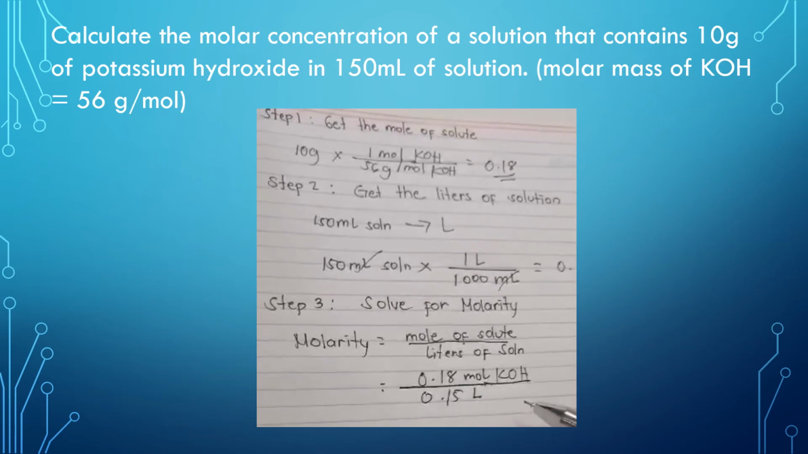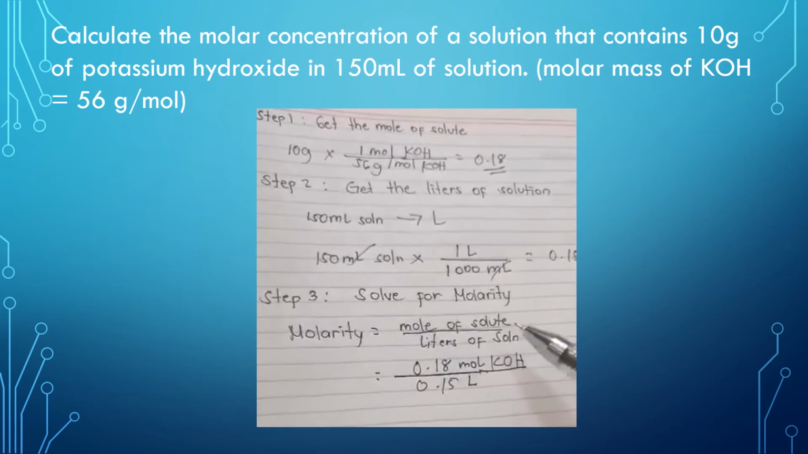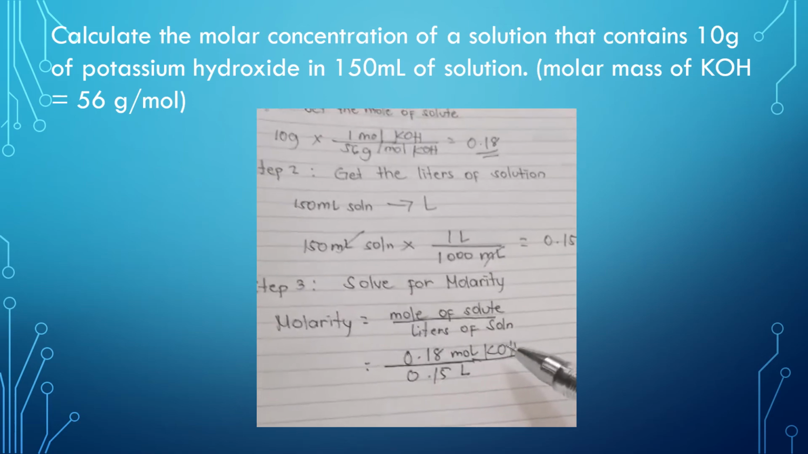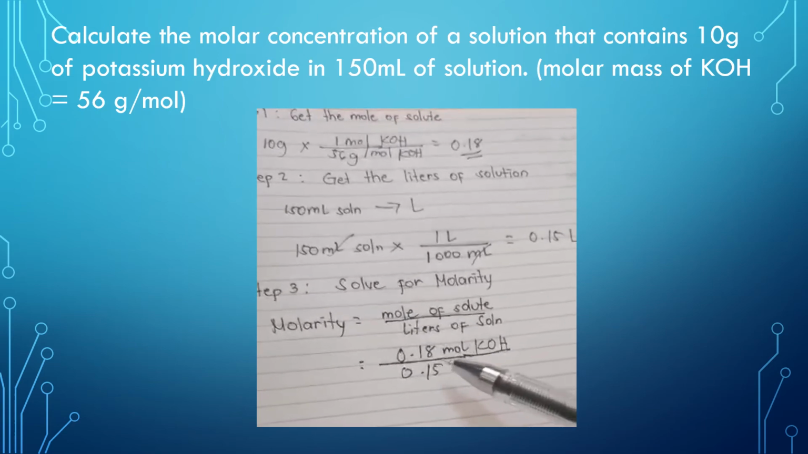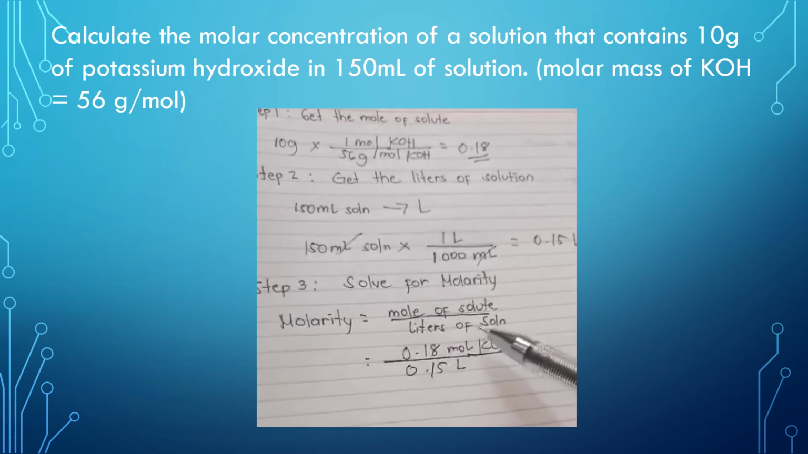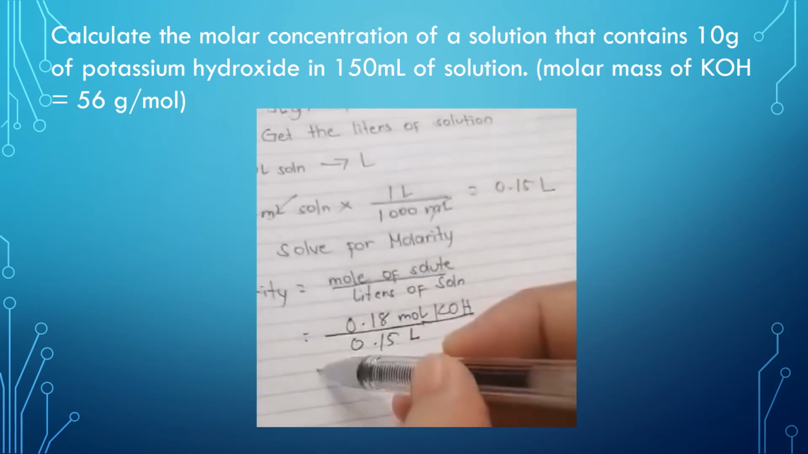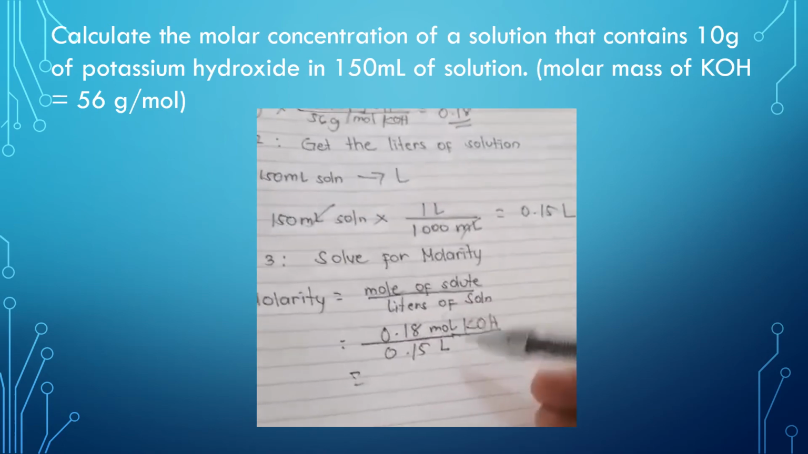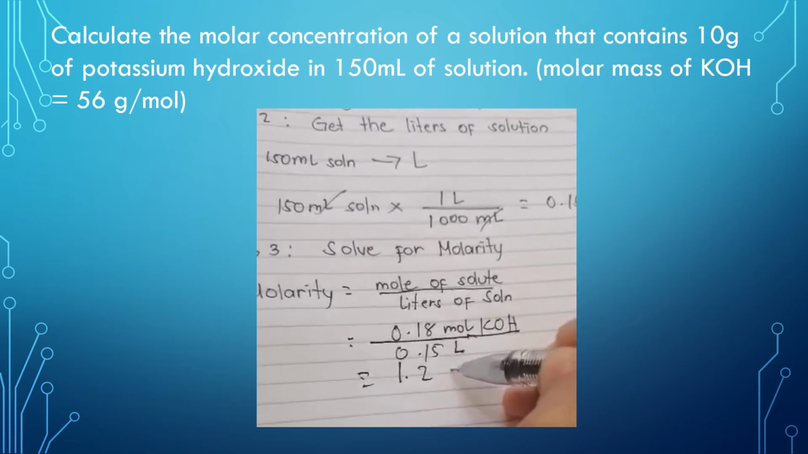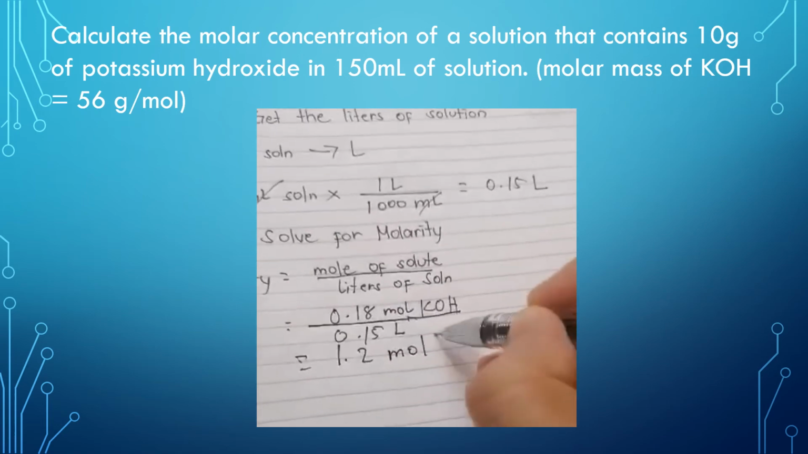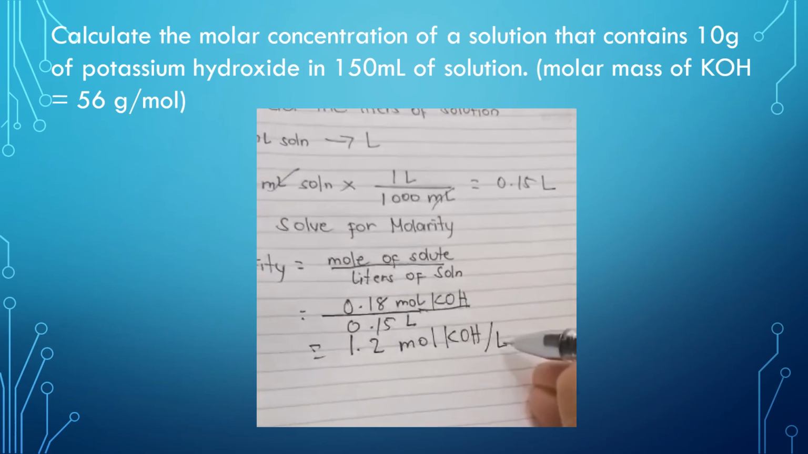For step 3, we have to solve for molarity. So again, the formula will be molarity is equal to mole of solute over liters of solution. The next is to substitute the value. We have the mole of solute, which is 0.18, and liters of solution, which is 0.15 liters. Then, if you divide these two, the answer will be 1.2. So, we have 1.2 mole of potassium hydroxide per liter.